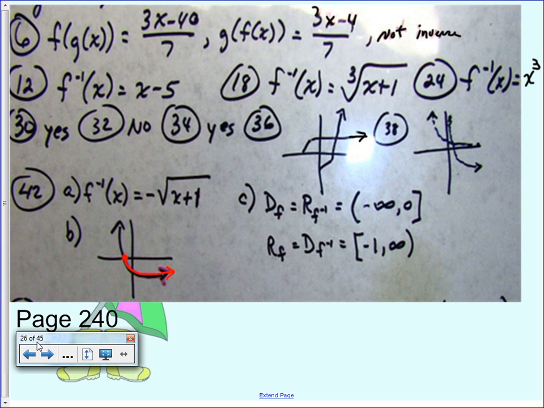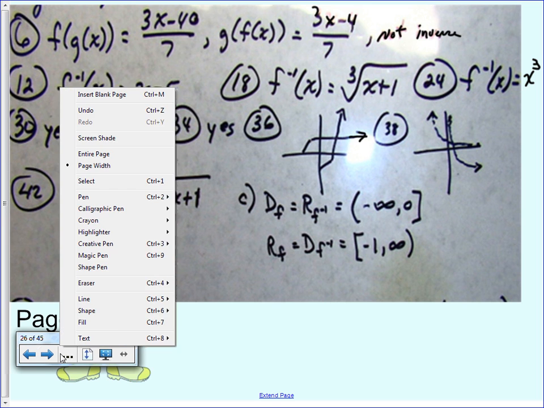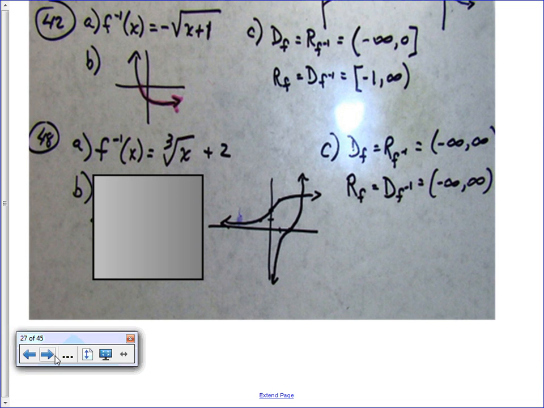You can look through the rest of those and pause it if you need to. I'm about to turn the page. There we go. And here there's 42 again, and then the 48. You can see the graphs. And by the way, this part was the answer.